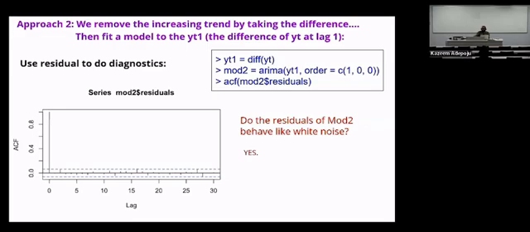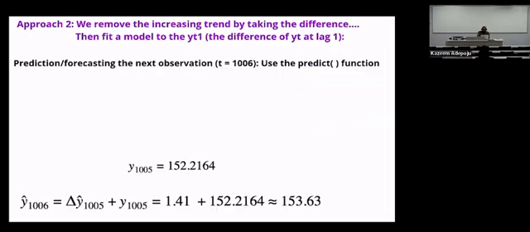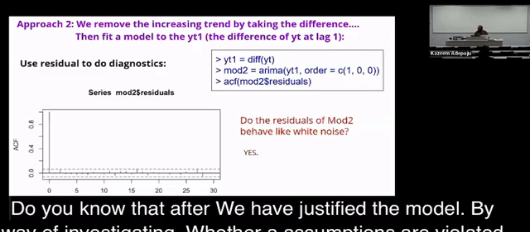And of course, in statistics, we actually have a way to investigate whether the models we have fitted are actually going to do a great job. Okay, so take a look at that. Do you know that after we have justified the model by way of investigating whether assumptions are violated or not, using residual plots, using the autocorrelation function of the residual, we can see that the residuals behave like white noise.